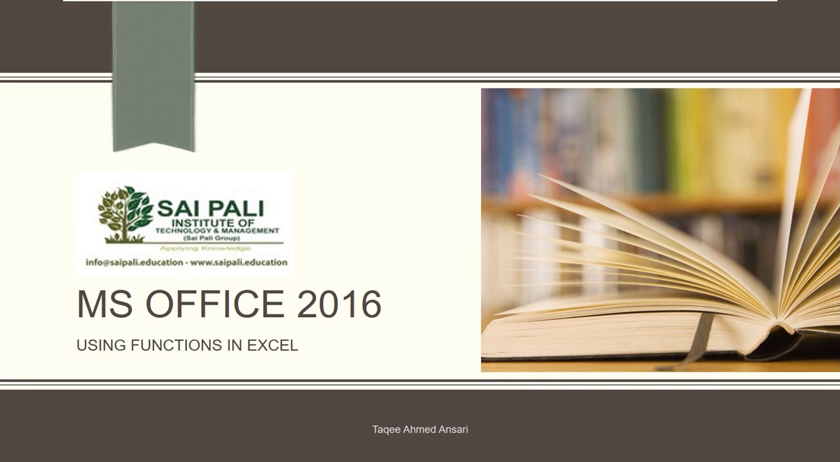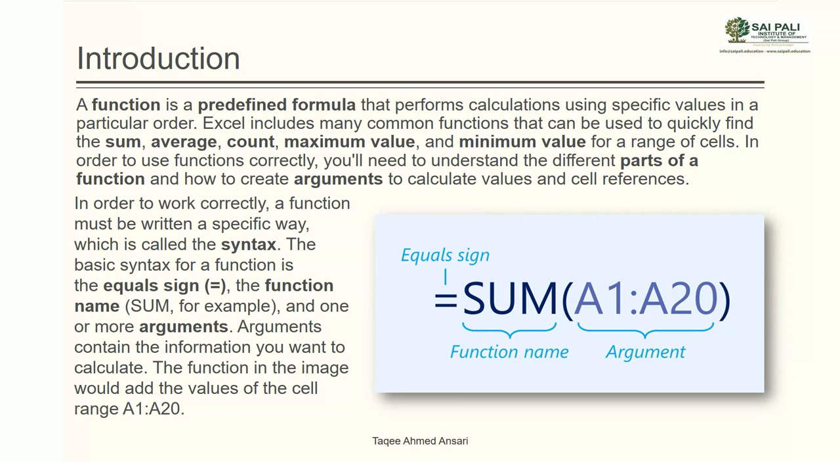Hello friends, in this video we will see how we can use the functions in Excel. Now, what is a function? A function is a predefined formula that performs calculations using specific values in a particular order. Excel includes many common functions that can be used to quickly find the sum, average, count, maximum value and minimum value for a range of cells. In order to use a function correctly, you'll need to understand the different parts of the function and how to create arguments to calculate values and cell references.